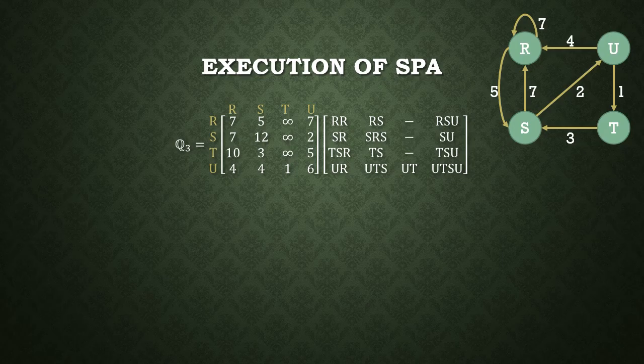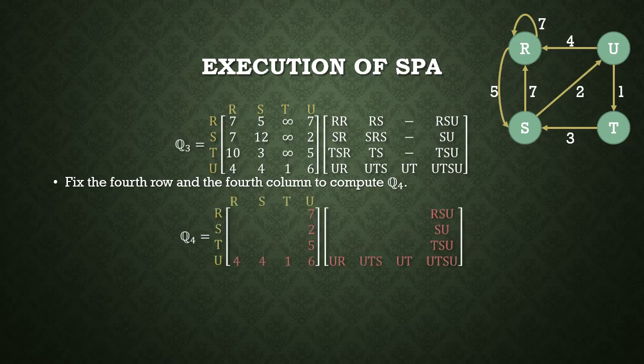Keep Q3 in front of you. Now we are going to start another iteration in which we will work out Q4. This will be our final matrix. Fix the fourth row and the fourth column to compute Q4. This is what I want you to do.